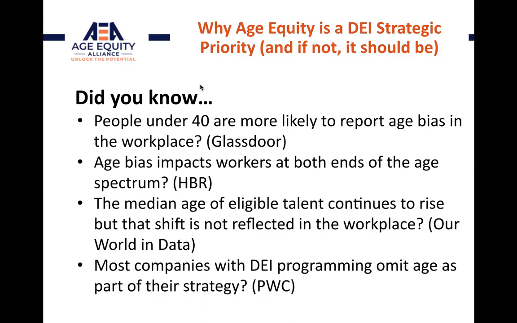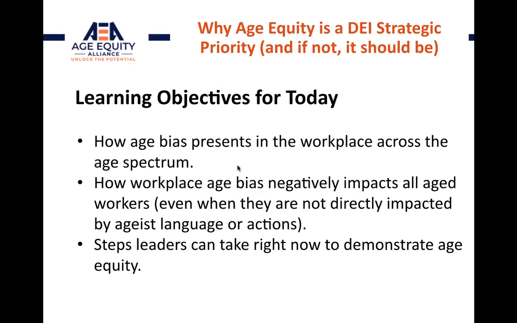So these are a few reasons why Age Equity Alliance advocates that companies make age equity a part of their DEI strategic initiative. But to convince leaders, it's really important that we dive a little deeper into the topic. And so today, what I'm sharing with you is a portion of a 90-minute interactive webinar that Age Equity Alliance shares with organizations called How to Build an Age-Inclusive Workplace. And although today's session offers a condensed version of one of the 3 modules within that training, by the end of this session, you should really have a very clear understanding of how age bias presents in the workplace across the age spectrum, how the workplace is negatively impacted by age bias, and the steps that leaders can take right now to demonstrate age equity.